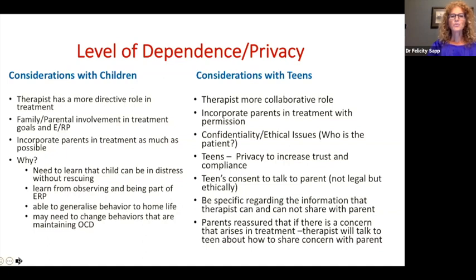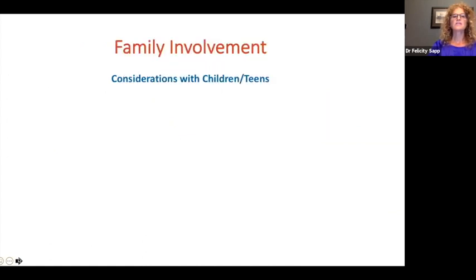And why do we want to include parents? Because it's really important for parents to understand that they don't need to rescue their teen, their youth, their child, when they're in distress. They will also learn from observing and being part of ERP, and then they're able to generalize it into the home life. And also there are sometimes behaviors that parents need to change.